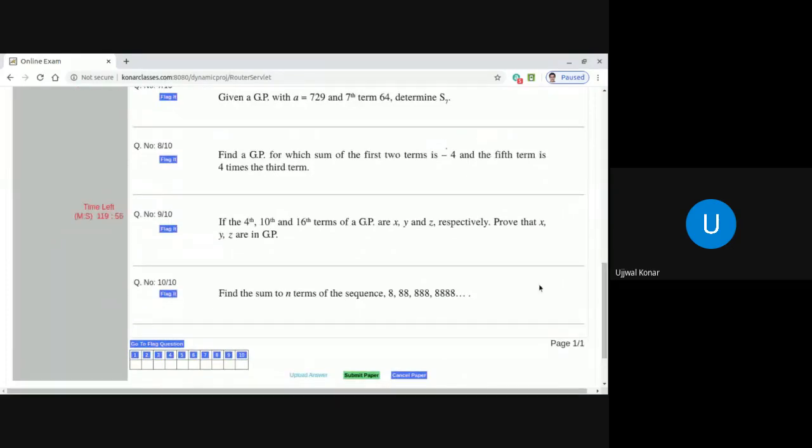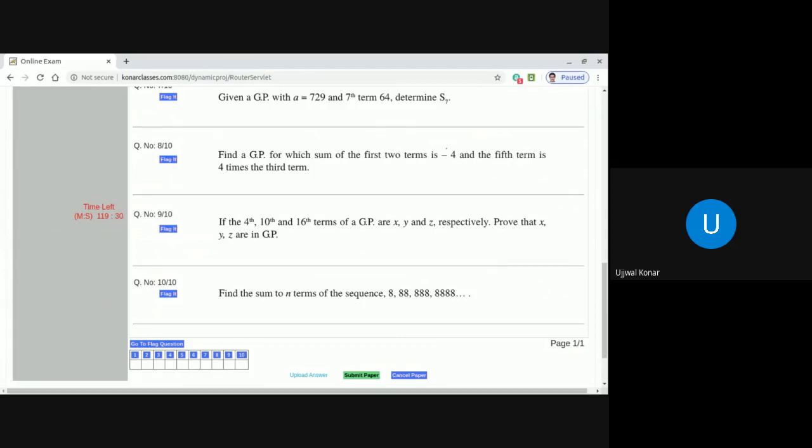Okay. So find the sum in terms of the sequence 8, 88, 888, 8888, and so on. Very good question. A good classical question. How many of you are able to do it, dear students? Anyone? I got stuck after a certain step. Achha, you got stuck after certain steps. Okay, so let's discuss.